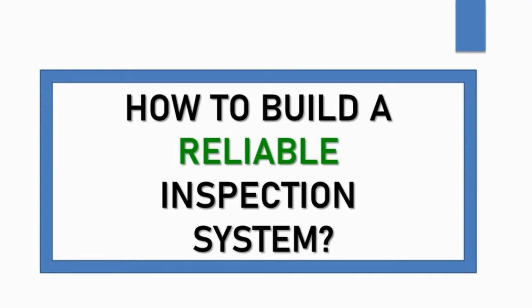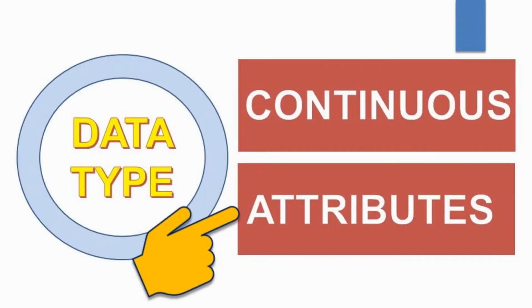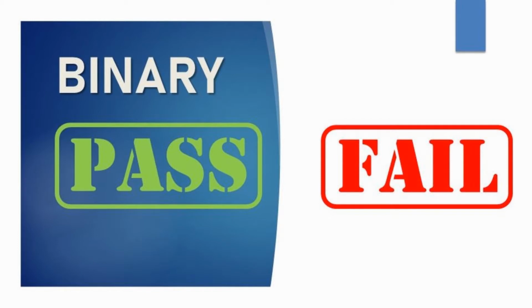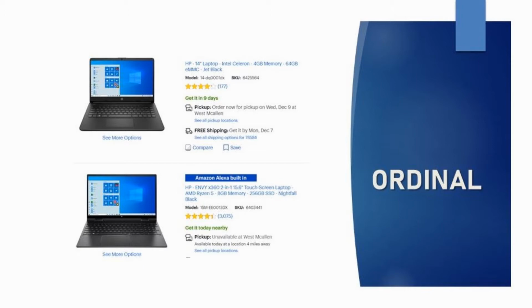So how do we build a reliable inspection system? Let's review the basics. The inspection analysis always ends with an attribute output. The attributes are classified in three types: binary, nominal, and ordinal. Binary is the common pass-fail. The nominal is a label given to the defects, independent from each other, like for example painting defects. The third one is the ordinal, commonly represented with stars or ratings.